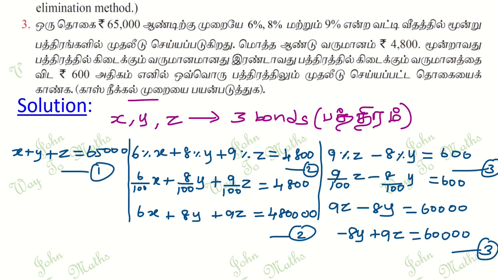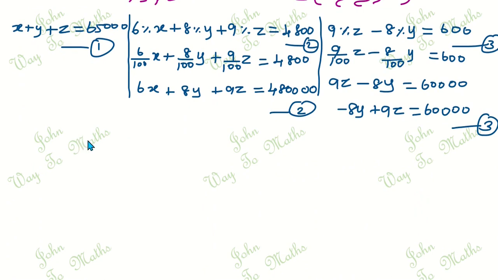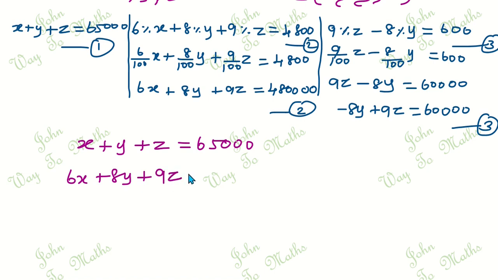Here I am going to arrange the given equations. First equation becomes x plus y plus z is equal to 65,000. Second equation becomes 6x plus 8y plus 9z which is equal to 4,80,000. Then the third one, minus 8y plus 9z which is equal to 60,000.